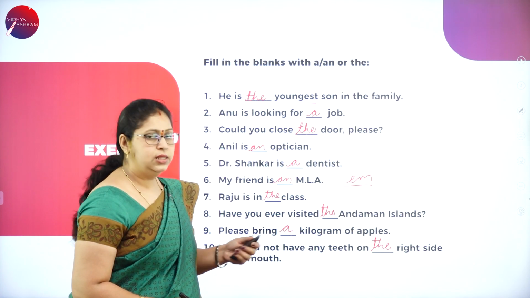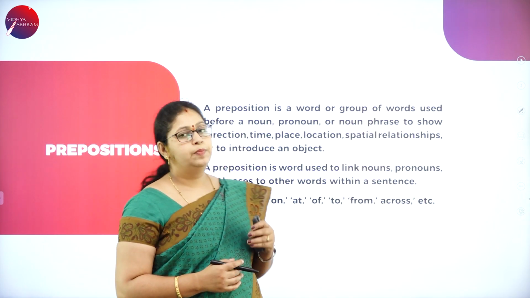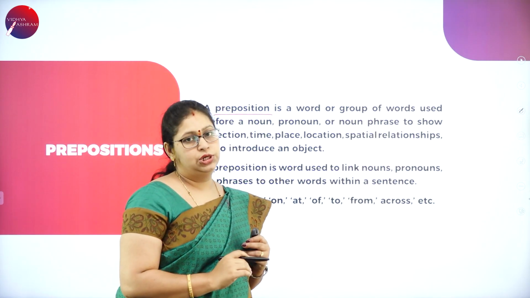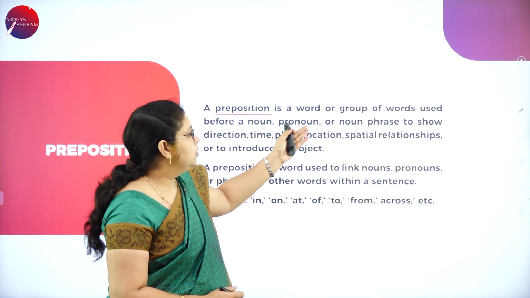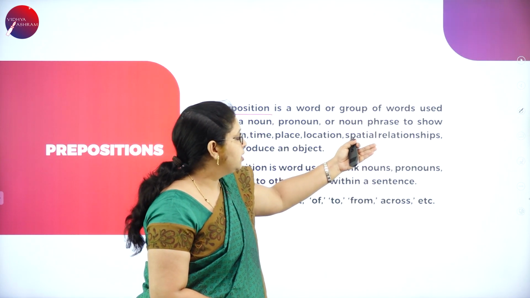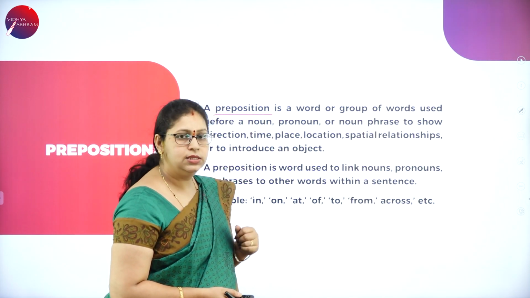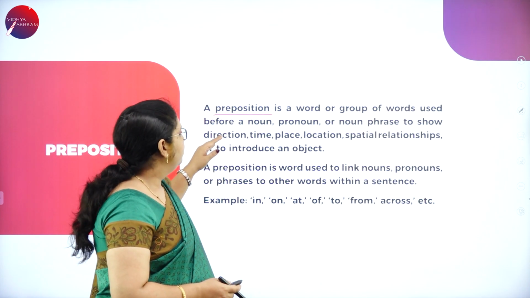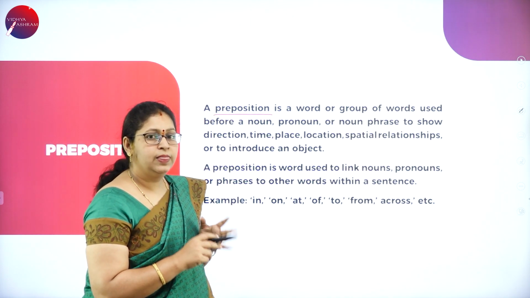So, once again, we have seen the rules and we have solved this exercise. Now, we'll move on to prepositions. As the term says, preposition. Positioning before. Before what? Used before a noun, pronoun or noun phrase to show direction, time, place, location, spatial relationships or to introduce an object. We use prepositions in all these conditions. So, a preposition is a word or group of words used before a noun. Name of a person, place or thing is a noun.